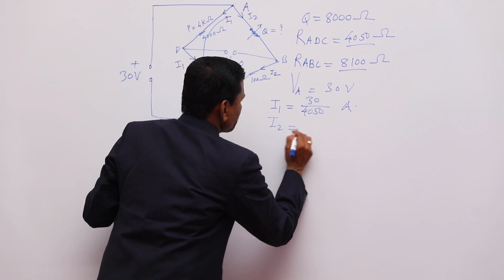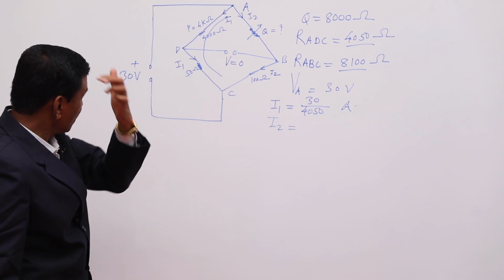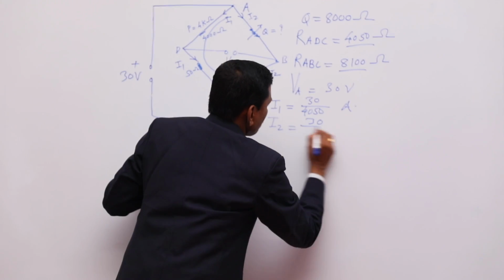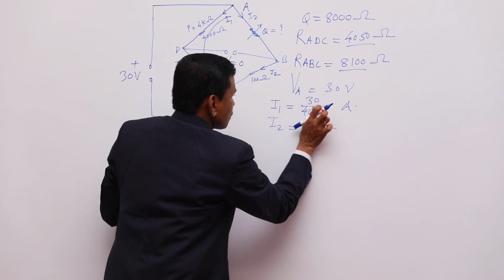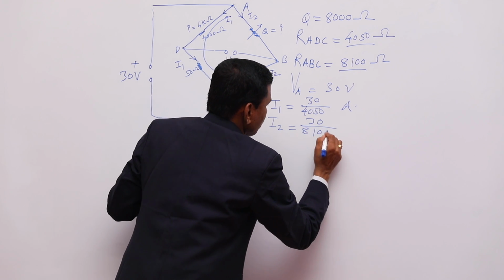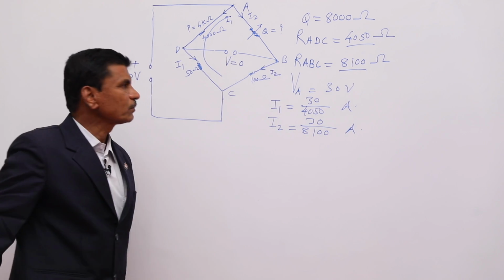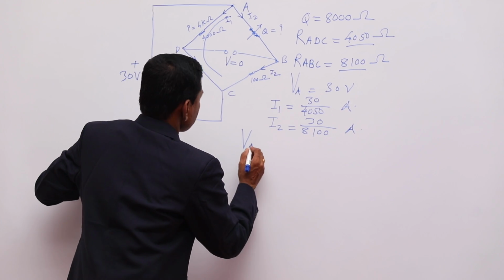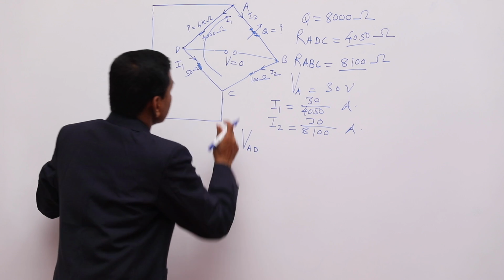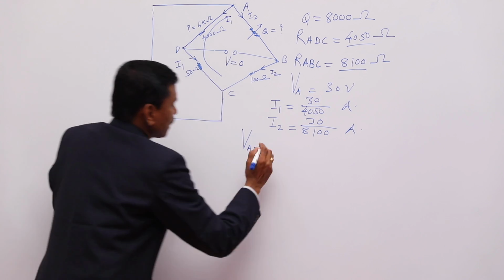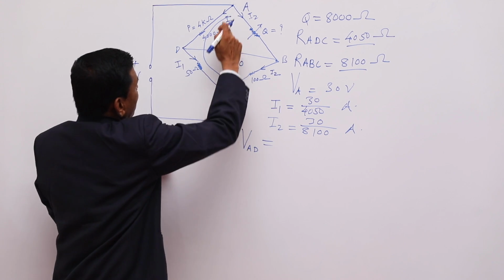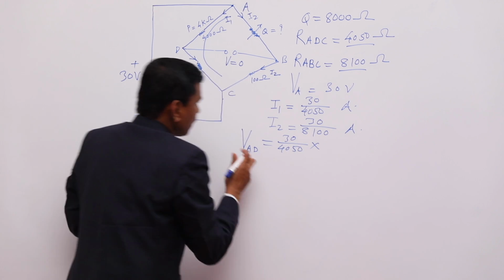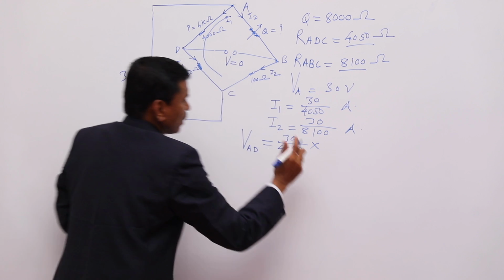What will be the value of I2? Yes, 30 volt divided by this total resistance, 30 volt upon, yes, total resistance 8100 ohm. Now the potential difference between point A and D, that is current into resistance. Current is I1. I1 is 30 upon 4050, and what is the resistance R1? 4000.